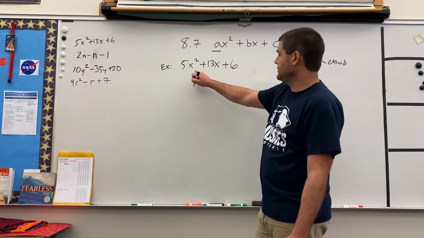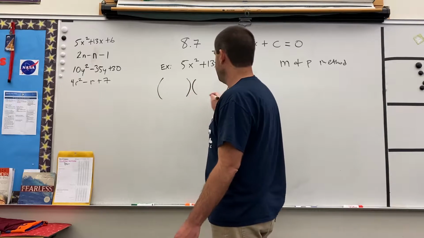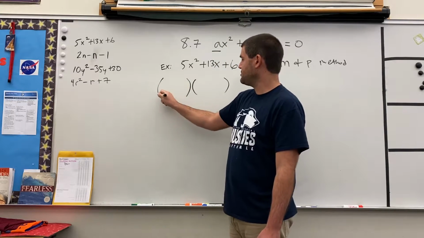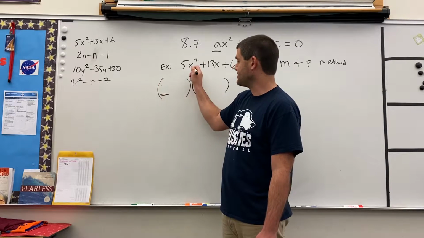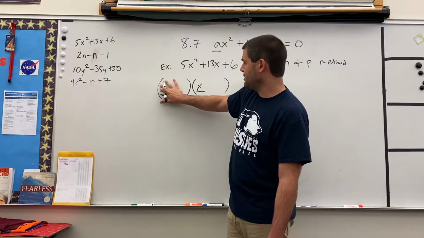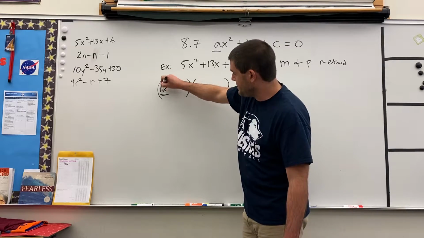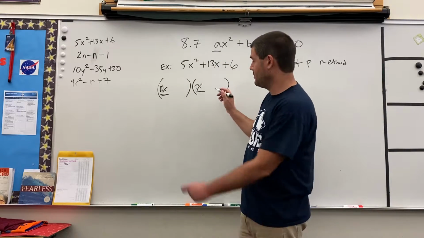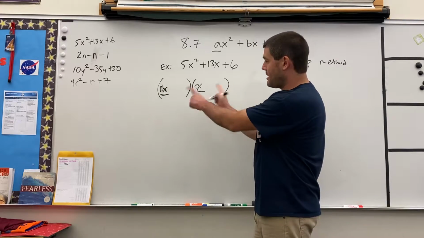So here we go. We know that our first numbers, these two things right here, must multiply to get 5x squared. So maybe a 5x and an x, or maybe we can put the 5 over here, and that would work too. But this needs to be a 1 and this needs to be a 5, or vice versa. We know that, so we have options there.